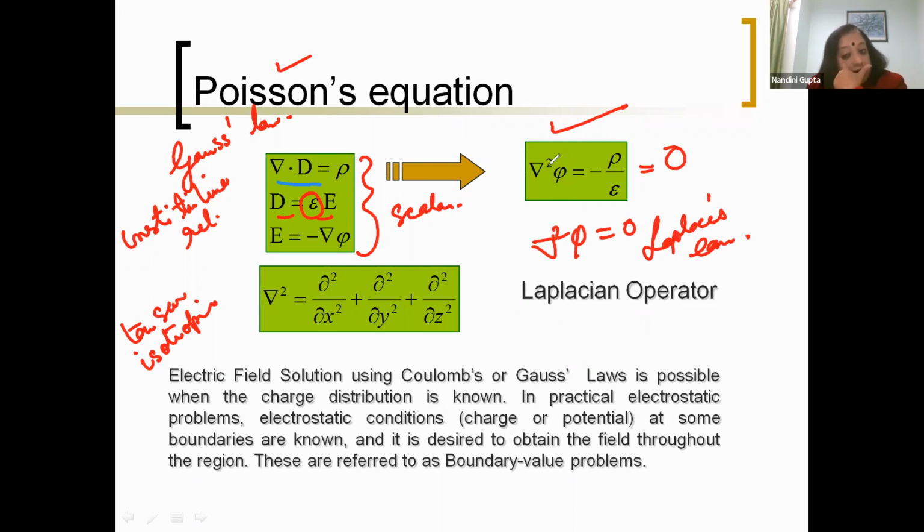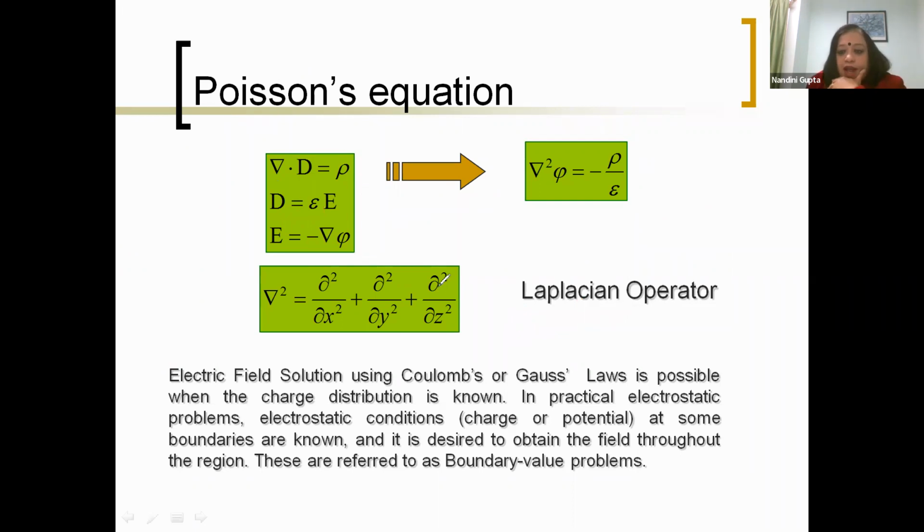This del square is an operator called the Laplacian operator, and in Cartesian coordinates it is given by del square by del x square plus del square by del y square plus del square by del z square. For other coordinates, you will have to convert del square and it takes a different form. We will discuss that too. Now, where was I? Okay, so del square phi is equal to minus rho by epsilon.